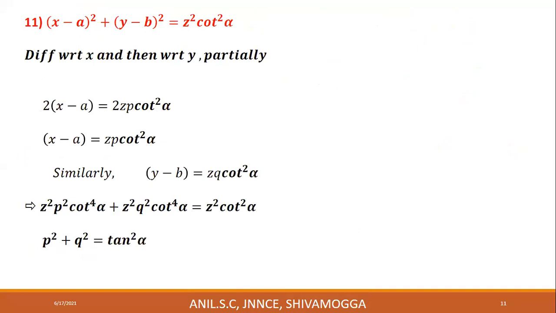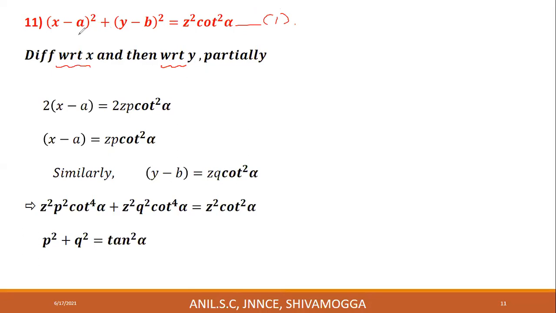x minus a whole square plus y minus b whole square is equal to z square into cot square alpha. Cot square alpha is constant. There is no x, there is no y. Let this be equation number 1. Differentiate equation number 1 partially with respect to x and then partially with respect to y.